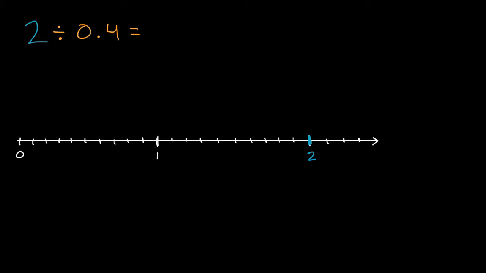What we want to do in this video is figure out what 2 divided by 0.4 is, or 2 divided by 4/10. So why don't you pause this video and try to figure out what it is. And it's a little bit of a hint.